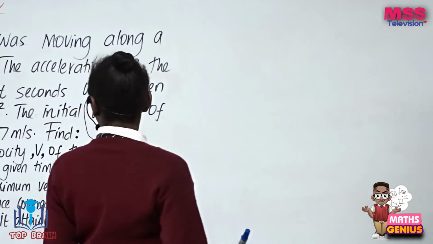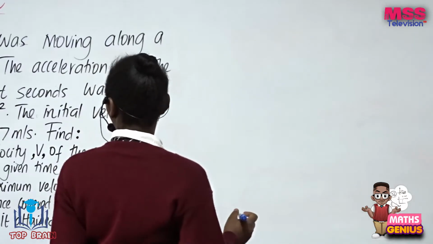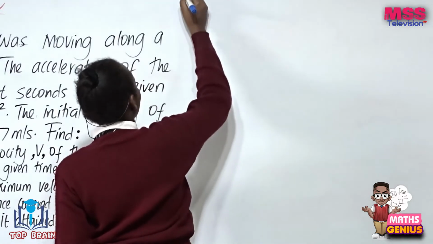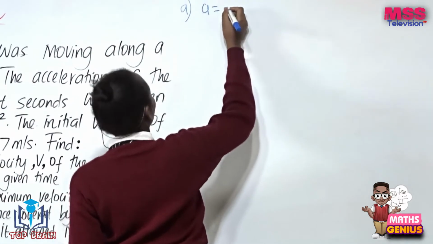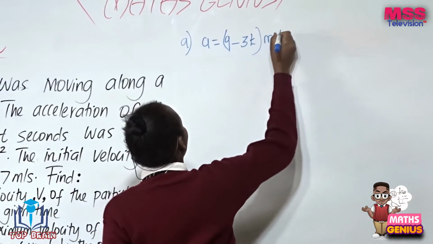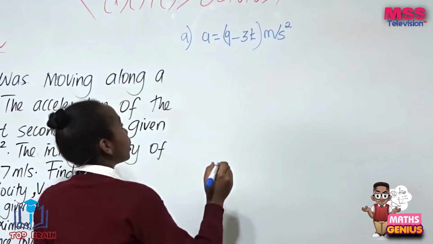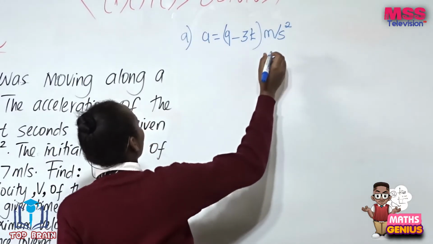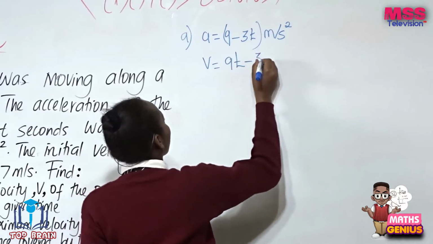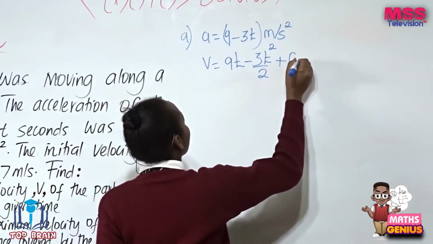We are required to find the velocity v of the particle at any given time, and in our question we have been given the acceleration. In part A, acceleration is equal to (9 minus 3t) meters per second squared. We are supposed to find the velocity, so we integrate this. It will become 9t minus 3t squared divided by 2, plus the constant.